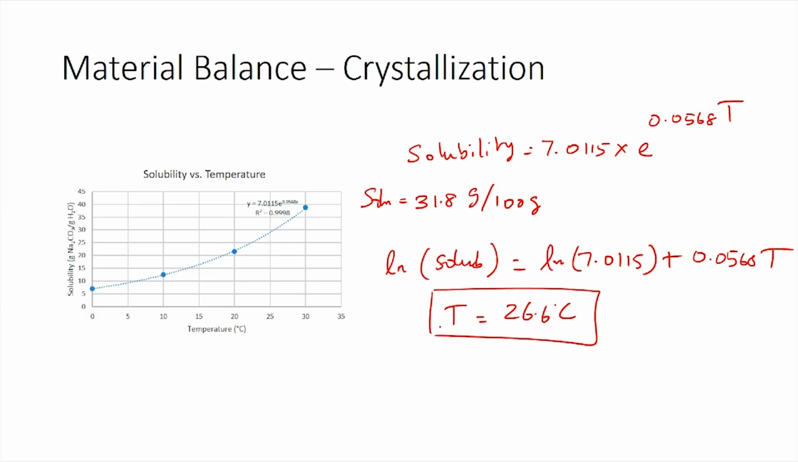By cooling the stream entering at 30 degrees Celsius to 26.6 degrees Celsius, we can crystallize 3000 kilograms of Na2CO3 10H2O crystals. So with that, we will conclude the lectures for today. I hope you have understood the principles of distillation and crystallizer.